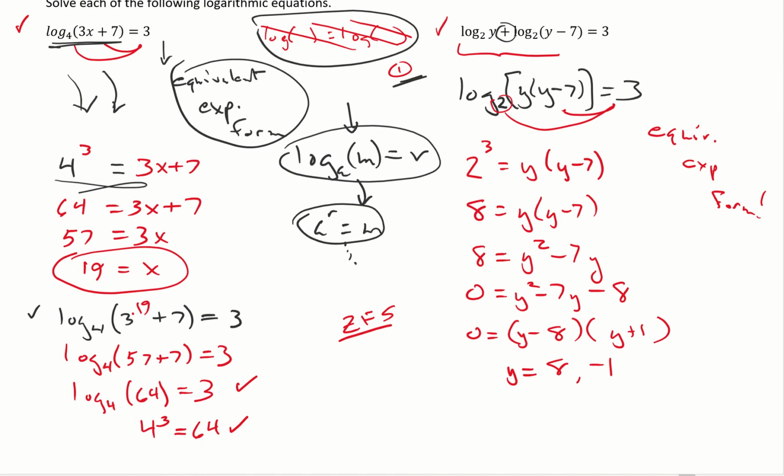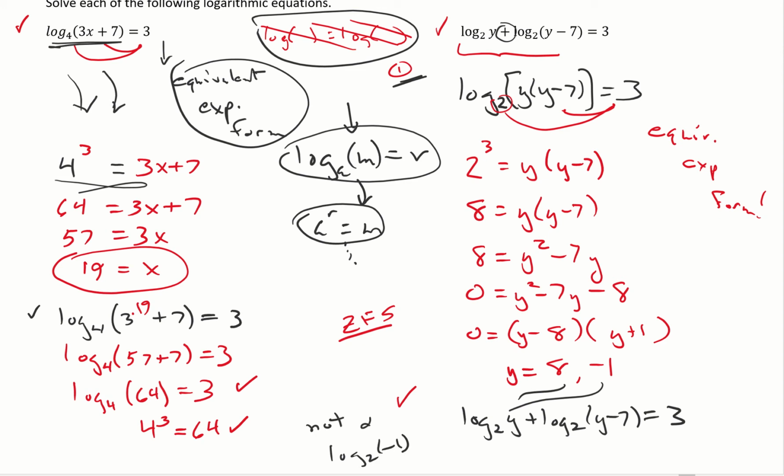Okay, just to show you, you take this and you go, I've got log base 2 of y, I'm going to check this, plus log base... let me write this in the other color. So the original equation said log base 2 of y plus log base 2 of y minus 7 is 3. You can plug 8 in. It's not a problem because it's log base 2 of 8 plus log base 2 of 8 minus 7 is 1. That's all defined. But when you plug in minus 1, you have a problem. Log base 2 of minus 1 is not defined.